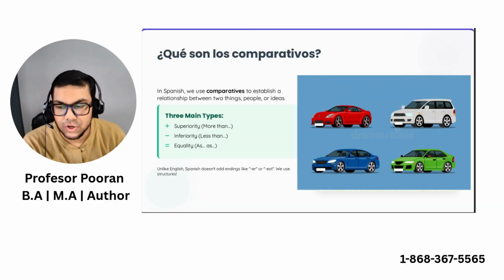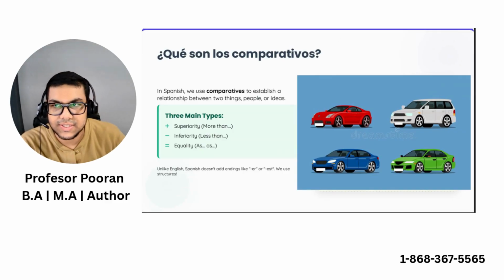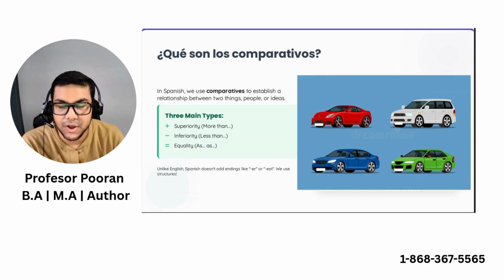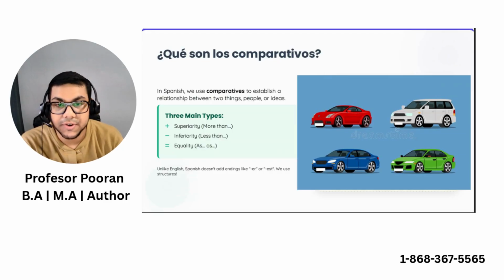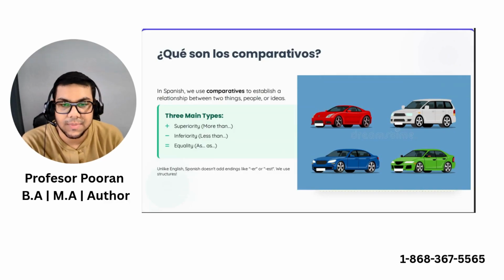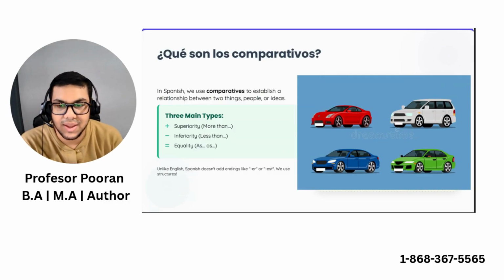So, ¿qué son los comparativos? What are the comparatives? Now, in Spanish, we use comparatives to establish a relationship between two things, people, or ideas. Now, we have three types of comparison that we make: superiority, which shows something is greater than or more than, inferiority, which is less than, and then, of course, equality, that something is equal, it's just as something as.